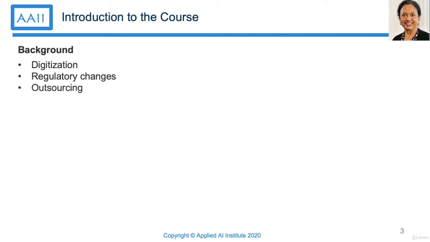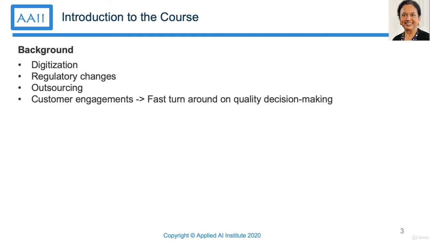Outsourcing is involving external organizations in decision-making. Policies and procedures must be digitized. Customer engagements are aggressively looking for fast turnaround on quality decision-making, utilizing all available structured and unstructured data. They want support for proactive online decisions to improve customer service.